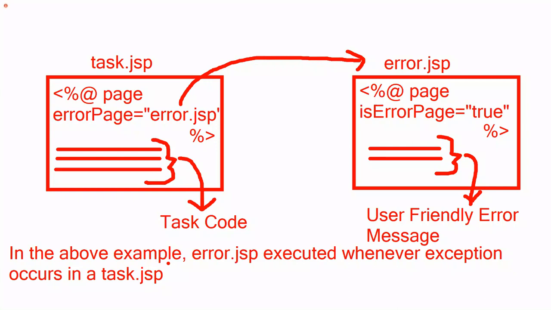Error.jsp executed whenever exception occurs in a task.jsp. If exception occurs, then only execute it. This program like a try block, this program like a catch block. Okay. Suppose on program, I'll show you.